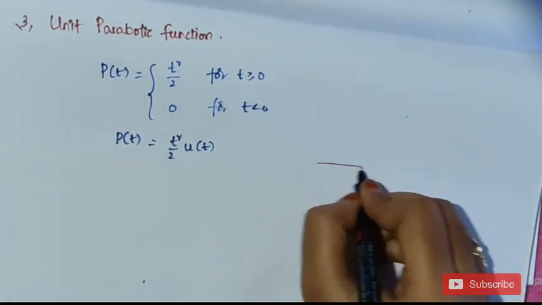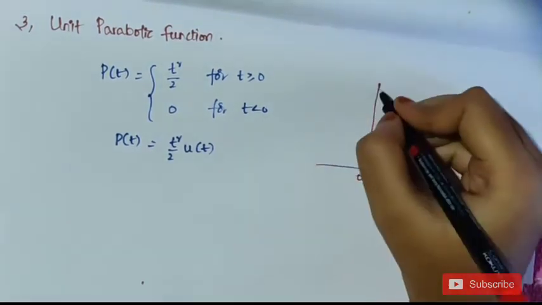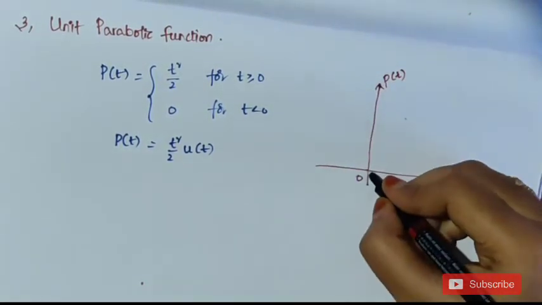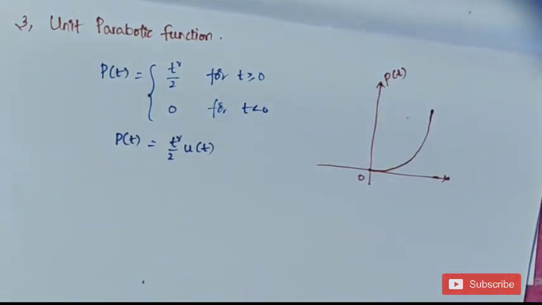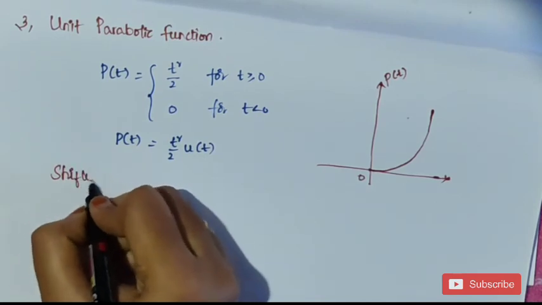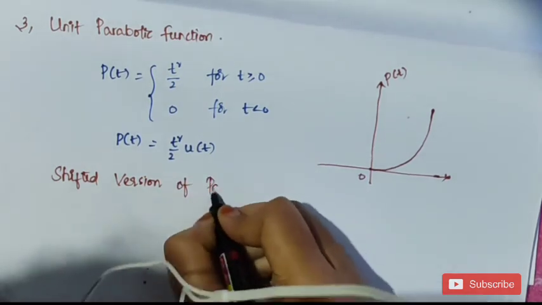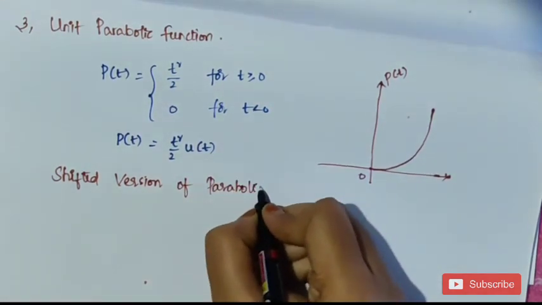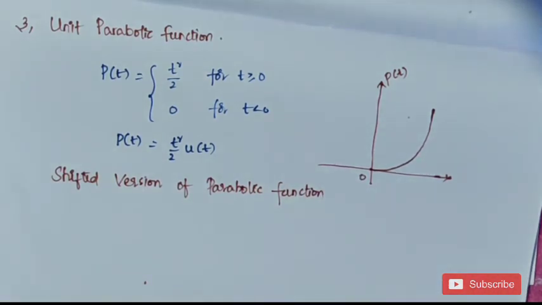Since it is a parabolic function, the signal appears like a parabola. Starts from 0, it goes on like this. This is the signal of the unit parabolic function. Let us see the shifted version of the unit parabolic function. Shifted version means the signal is shifted towards right or left.